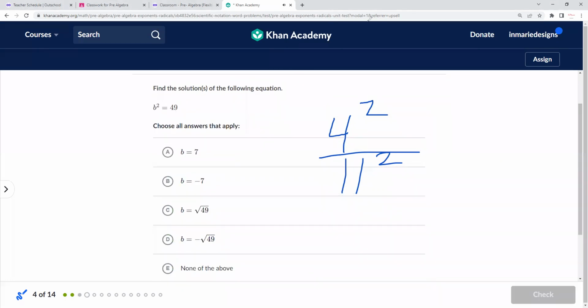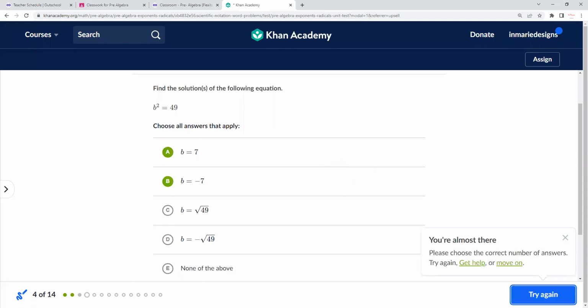Same thing here. What would get you 49? Well, 7 squared and negative 7 squared. Also, the square root of 49 is 7. The square root of negative, okay, all of them would work.